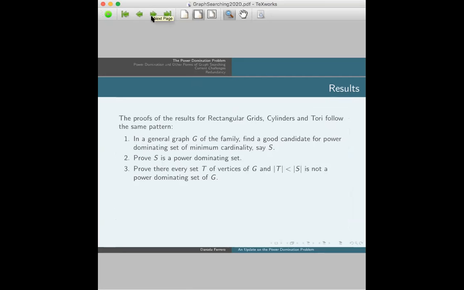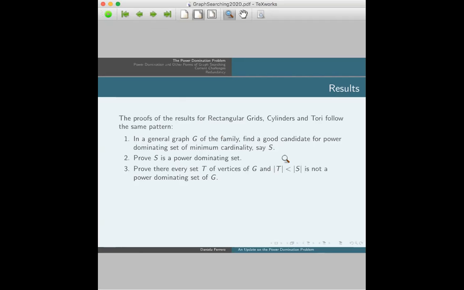And until then, power domination was studied by computer scientists as an algorithmic process, by electrical engineers who do a lot of simulations, and in graph theory. Now in graph theory, there were many results in structural graph theory for particular families of graphs. And all of them follow the same pattern as they prove for rectangular grids, cylinders, and tori. So the idea is you select a general graph of the family and find a good candidate for power dominating set of minimum cardinality.